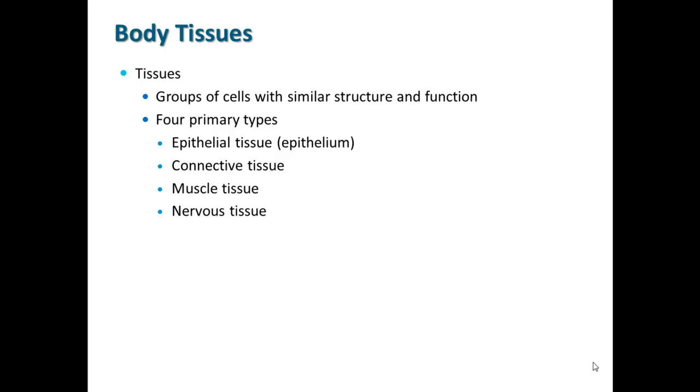Okay, so tissues. Again, tissues are groups of cells with similar structure and function. We mentioned this before. There are four primary types. 1, epithelial tissue or epithelium. 2 is connective tissue. 3 is muscle tissue. And 4 is nervous tissue.